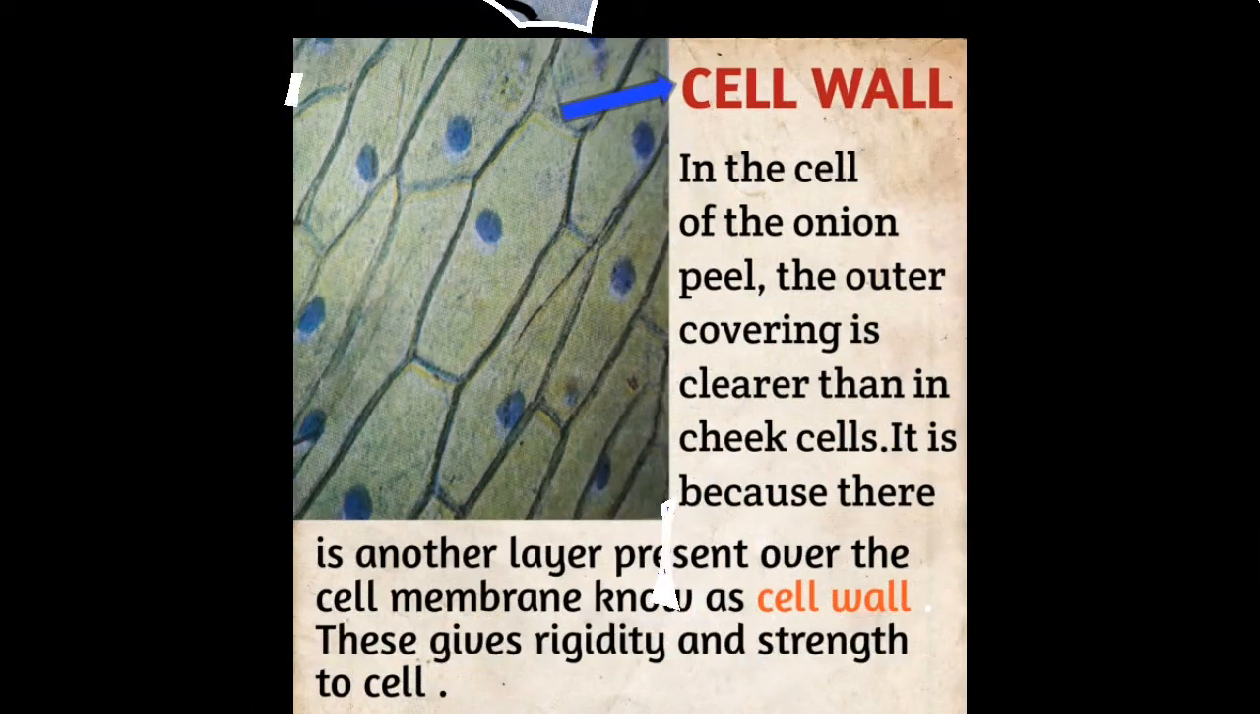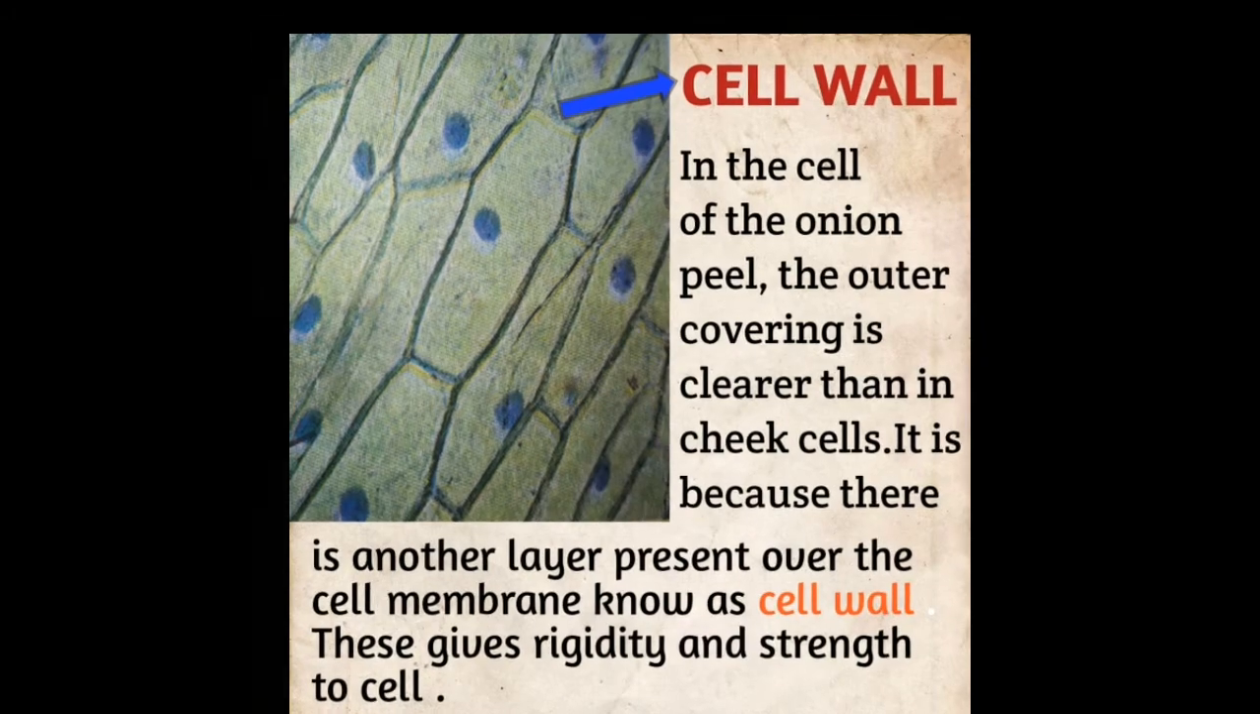Cell wall. When you compare the onion cells and cheek cells, the outer covering of the cells of the onion peel is clearer than the cheek cells. It is because there is another layer present over the cell membrane, which is known as the cell wall. This gives rigidity and strength to the cell.